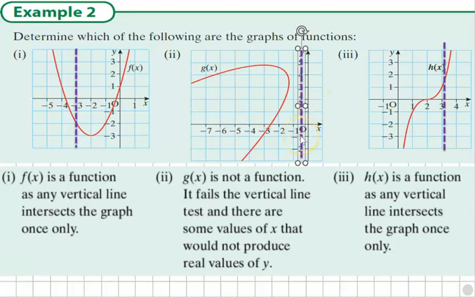Now that's okay. That doesn't stop it being a function. The important thing is that the places where it has 2 points of intersection stop it from being a function. So it's okay to have no points of intersection with your vertical line test, but you cannot have 2 points of intersection. And then part 3, h of x is a function, as any vertical line intersects the graph only once. So again, our vertical line test, no matter where we move our vertical line, it intersects the graph once and only once. And just like the second graph, there are some places where there's no point of intersection, and that's okay.